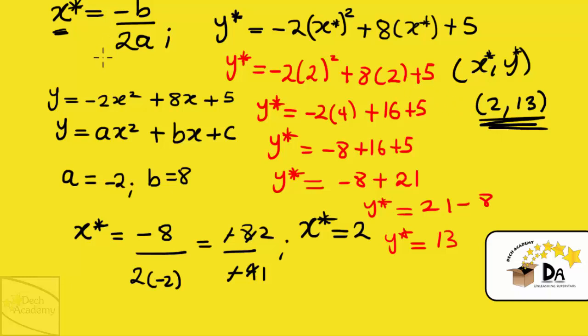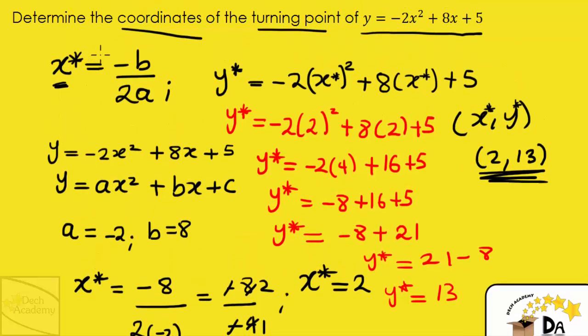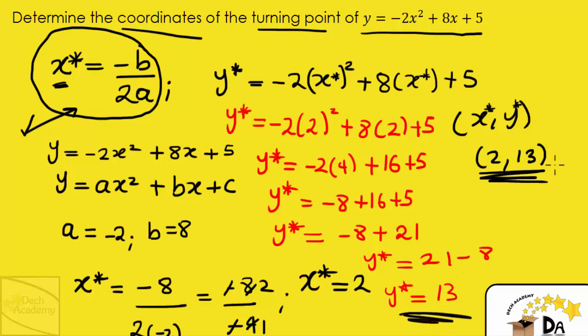And that's all. So the key thing to remember when determining the coordinates of turning points is you have this formula to determine the x coordinate. It's easy to remember, and once you know this, so you need to remember the formula. Once you know the x coordinate, you determine the y coordinate by replacing x in the equation with x asterisk, and you get the y coordinate of the turning point, and then your coordinates are complete and you're done.